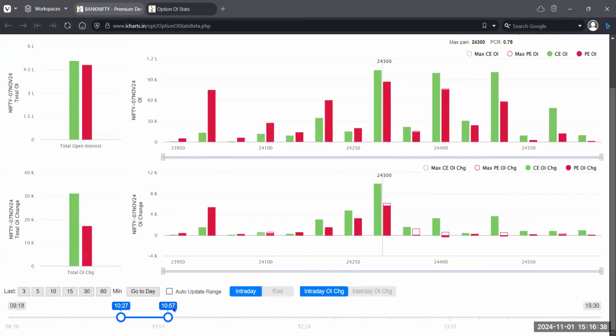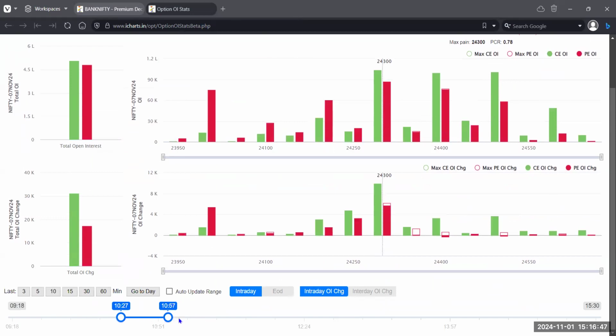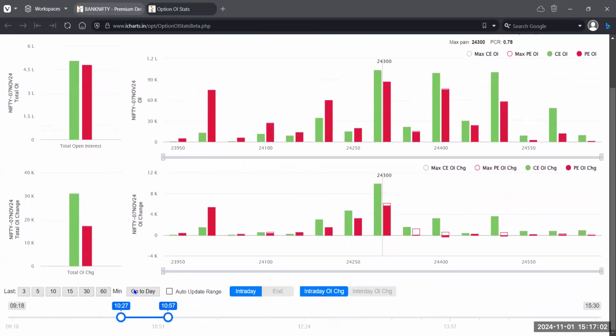What we have done is, see, this question was there: how to do a back test and move this timeline by every 15 minutes or so. So we have done that and it's almost going to be released in the next couple of days. That is ready already. Using that, you can actually do a back test and see how this OI change is moving during the day.